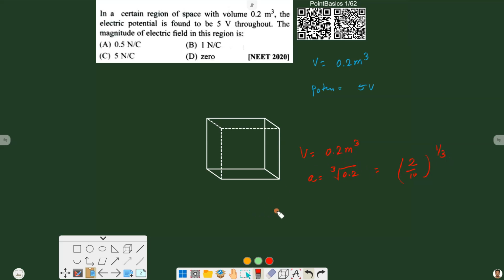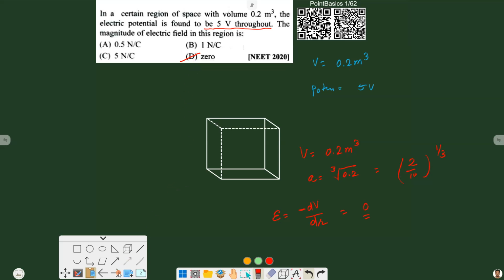Now we know that electric field and potential are related with this formula, dV by dr, where dV is change in potential and dr is change in distance. As per the question, it is 5 volt throughout, which means the value of potential is constant through the whole cube, or if you consider a sphere, throughout the region. So this dV is 0. If dV is 0, then electric field will be 0, and option D will be the right answer.